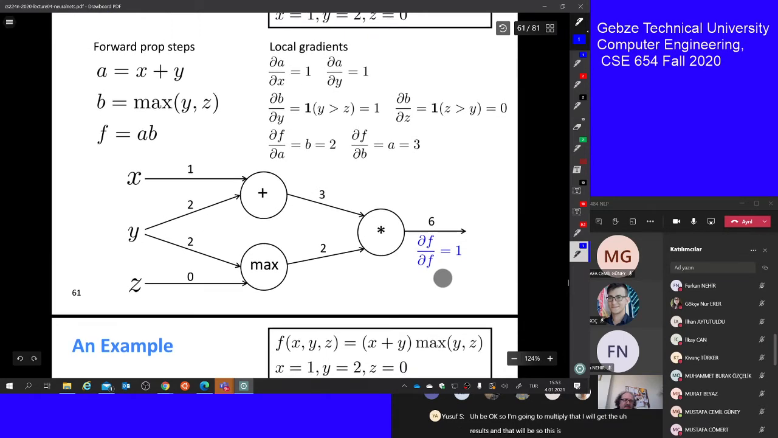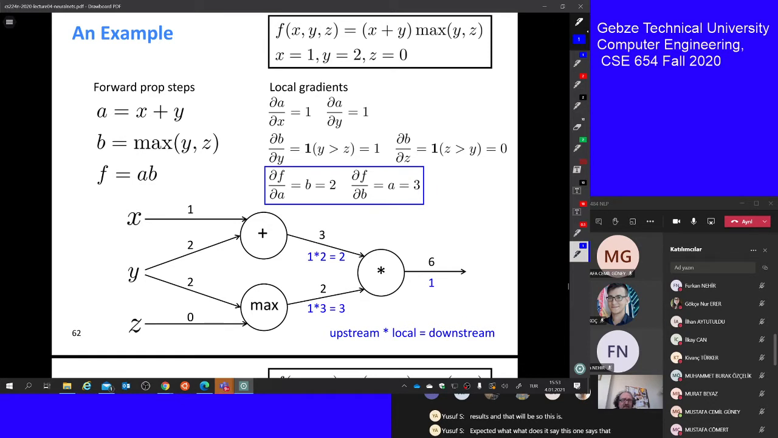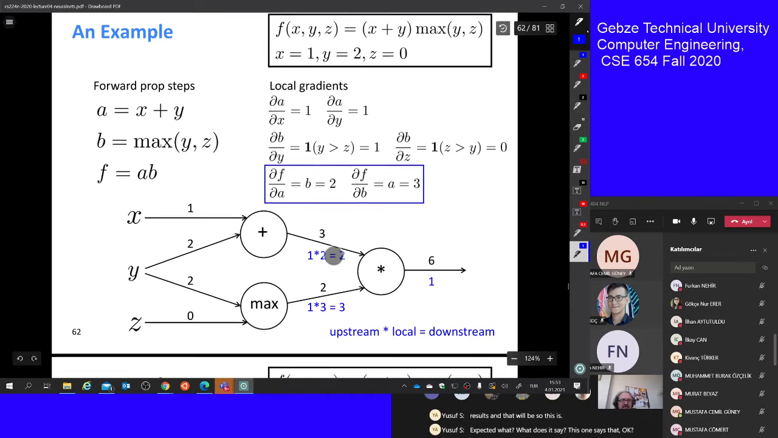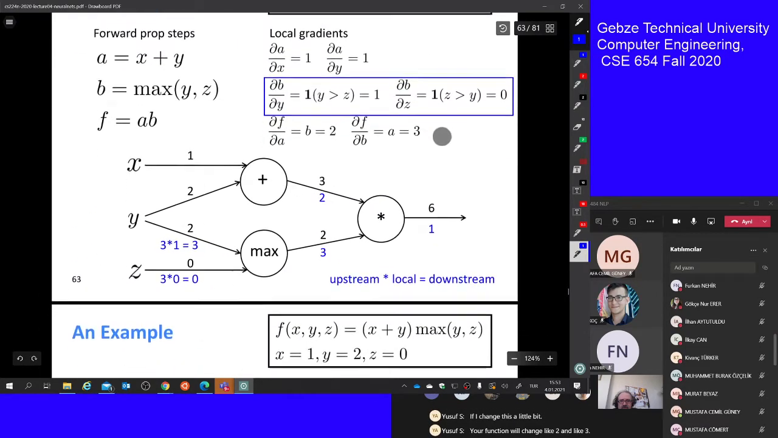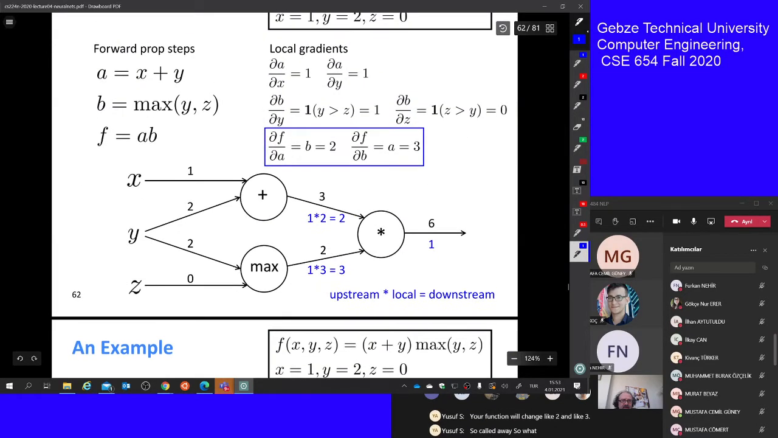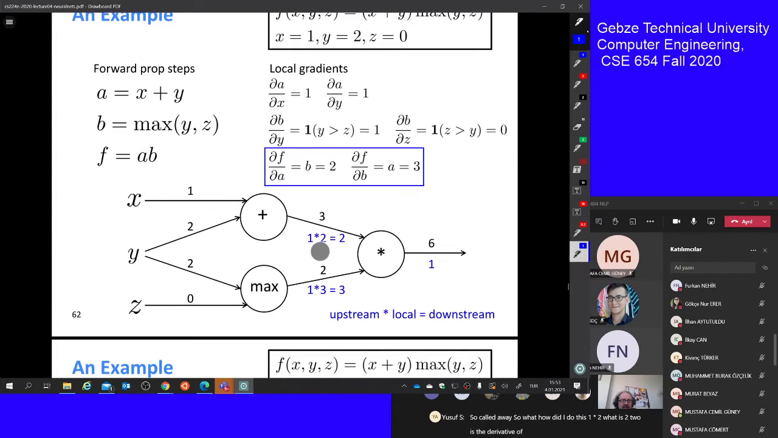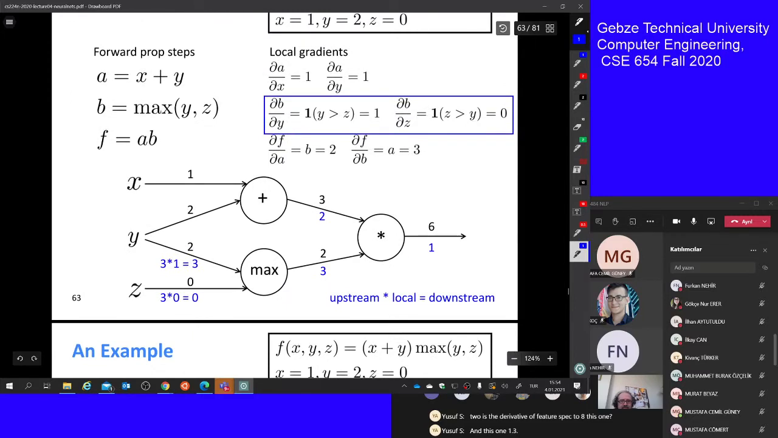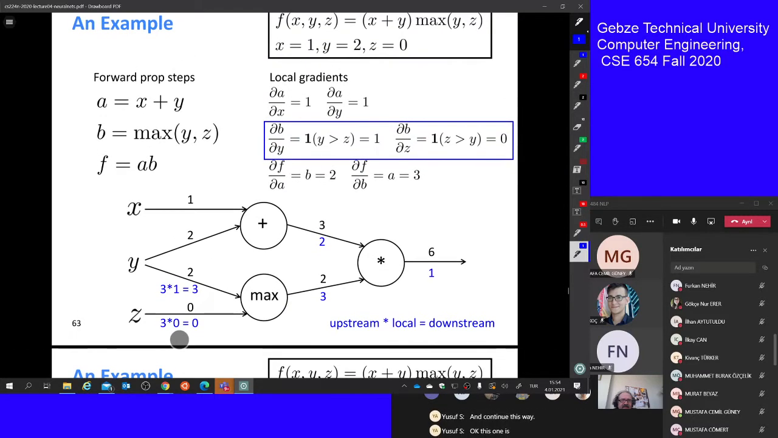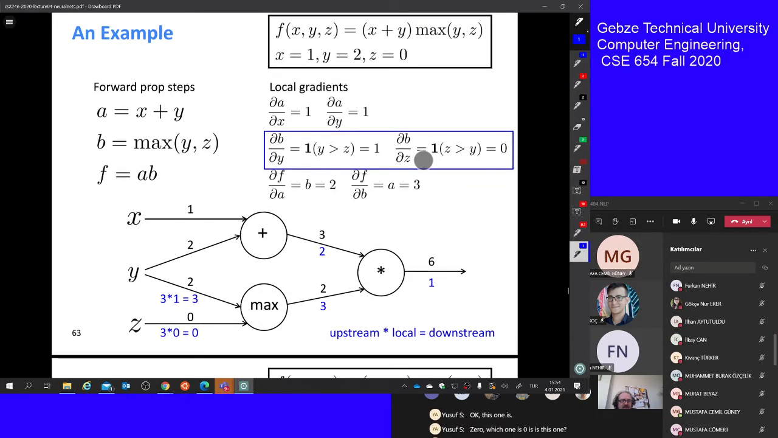So this is expected. What does it say? This one says that, okay, if I change this a little bit, your function will change like 2 and like 3. So how did I do this? 1 times 2. What is 2? 2 is the derivative of f with respect to a, this one. And this one 1 times 3. And continue this way. Okay, this one is 0. Which one is 0? It is this one. Derivative of b with respect to z is 0 here.